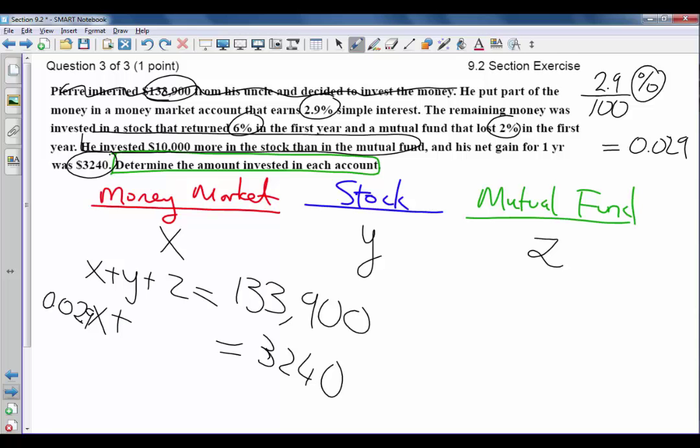How much did I earn from stocks? Stocks coming up next to give me this total. How much? 0.06. Why? I just switched 6% into 6 over 100, which is 0.06, okay?